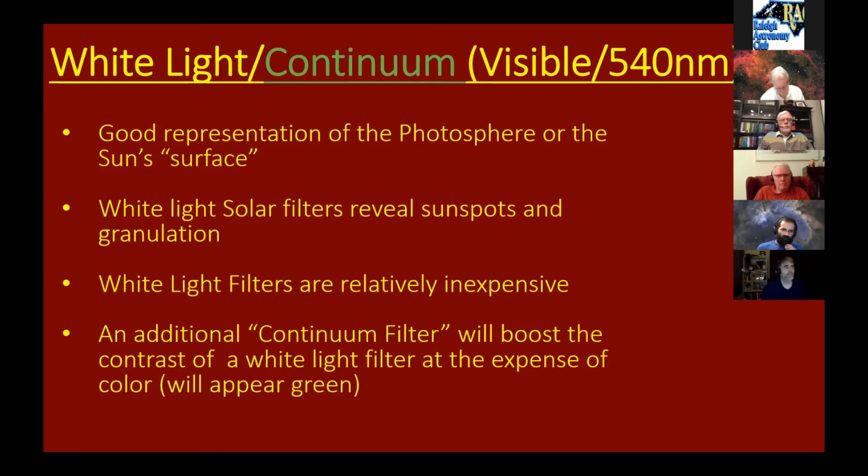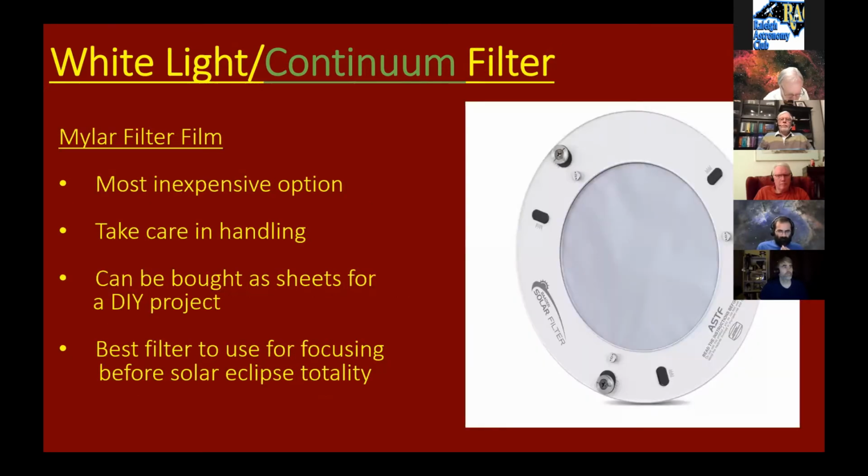And like I was saying, if you add a continuum filter in front of it, that filter is at 540 nanometers, it'll bring out what the white light is letting you see in the first place. It'll bring out the detail and accentuate the features of the surface of the sun. So here's your typical run-of-the-mill Mylar filter film. They're very inexpensive when you compare them to any other solar filter.